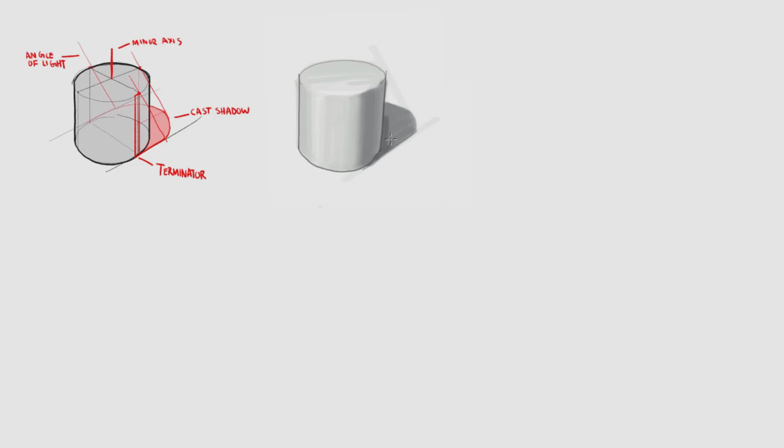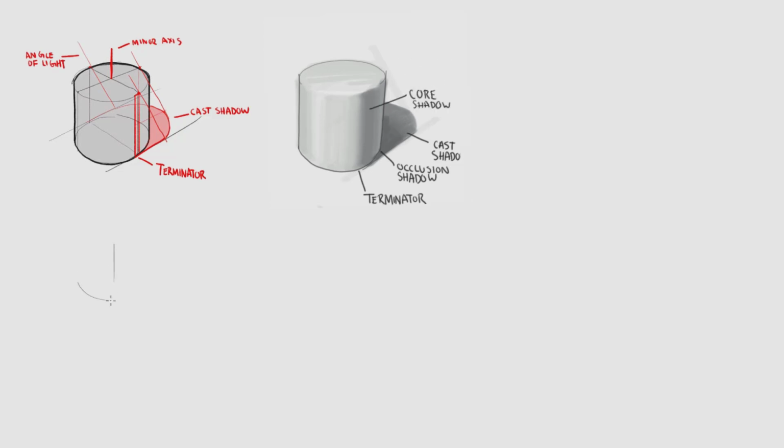Where the cylinder makes contact with the ground will be an occlusion shadow, where most of the light is blocked. The value here can be darker than the halfway to black value. The point at which the shadow ends is known as the terminator, and at this terminator is the core shadow, which is the darkest value.